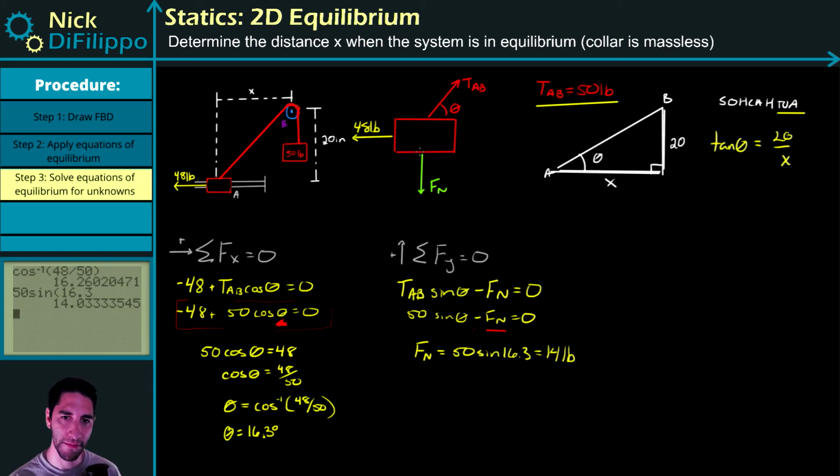And if you notice, if you had assumed that this was going upwards when you're drawing that free body diagram, then that would have been a positive, and all you would have had was a negative right here. So that would have told you, oh, the 14 pounds isn't actually pointing upwards, it's really pointing downwards.